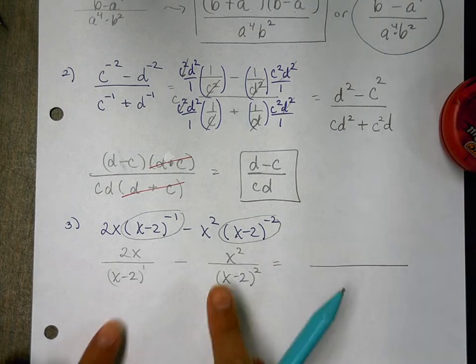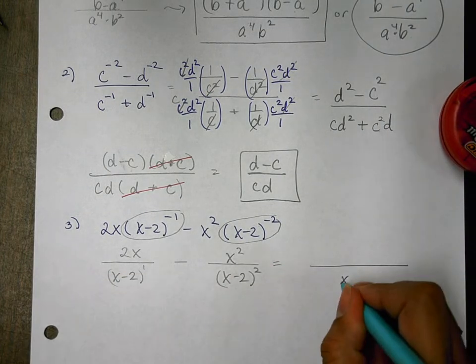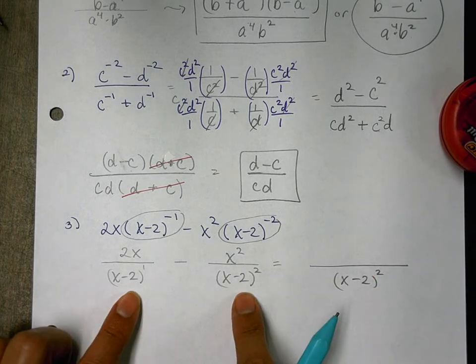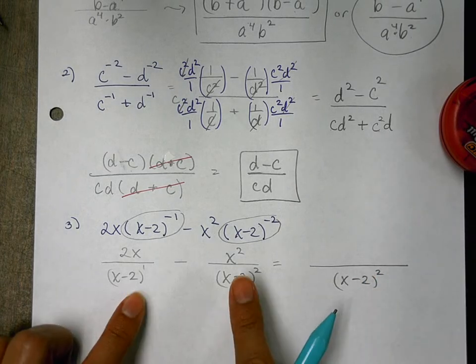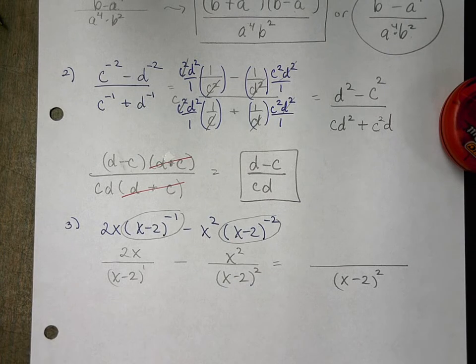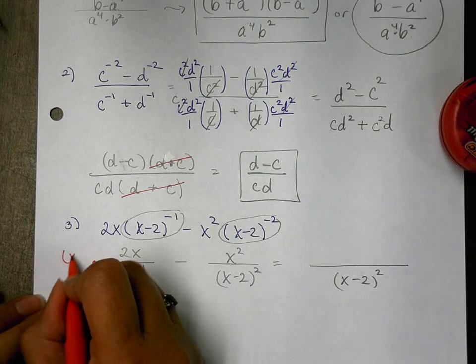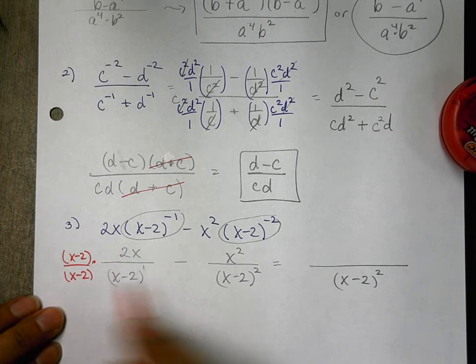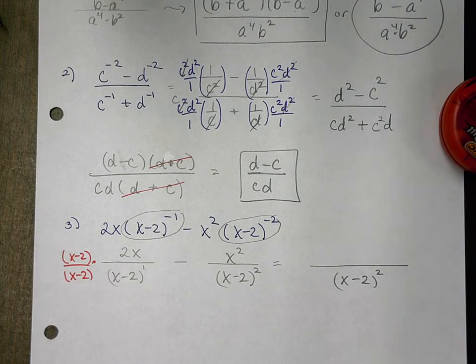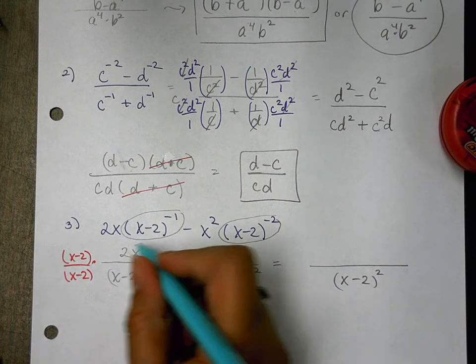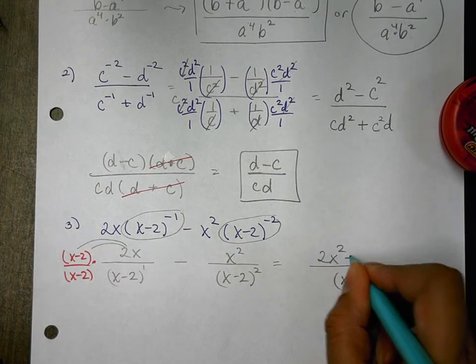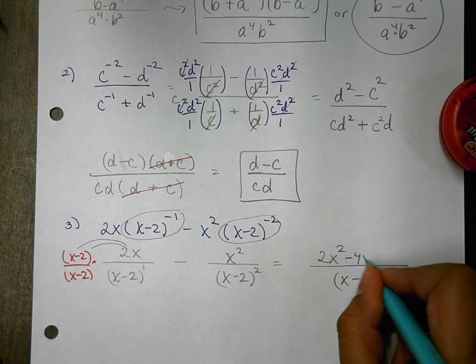And the common denominator is going to be x minus 2 squared because they both have 1 in common, but I always take the larger one. X minus 2 squared is the common denominator, which means I'm going to multiply this guy right here by the x minus 2 top and bottom to give me the x minus 2 squared at the top. And then I distribute because I'm going to want to combine like terms. That is 2x squared minus 4x.